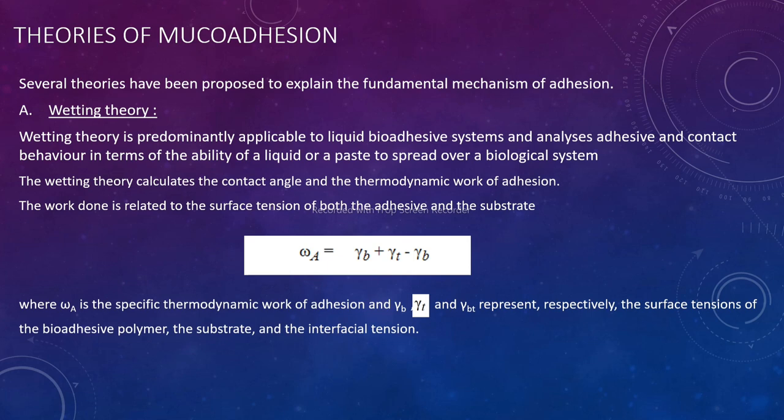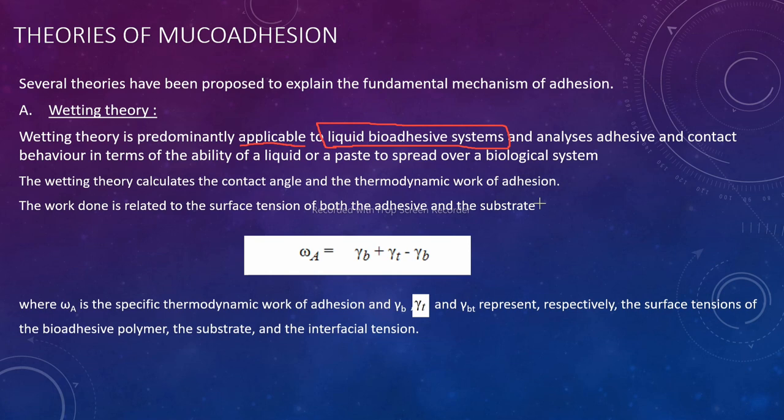I don't think anybody understood. Leave it. This wetting theory is applicable only for liquid bioadhesive systems. So if I am trying to prove my mechanism using solid buccal drug delivery, then this theory will not prove it. This theory is only applicable if my system is in a liquid form. Clearly it says that.